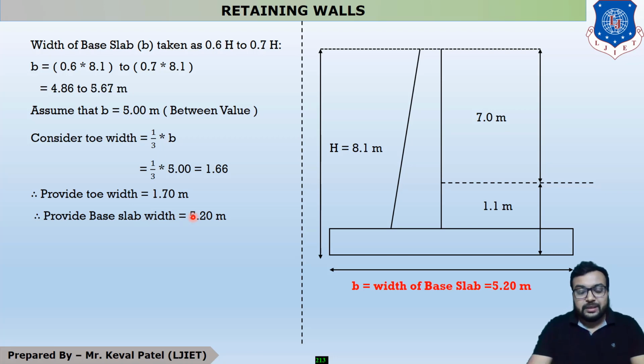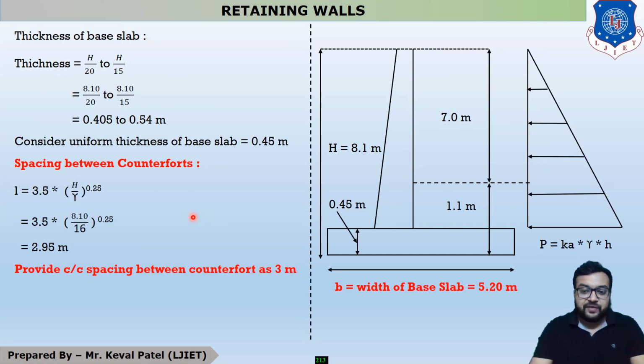Okay. So this is the calculation of the width of the base slab and the width of the toe slab. After that, we have to find out the thickness of the base slab.